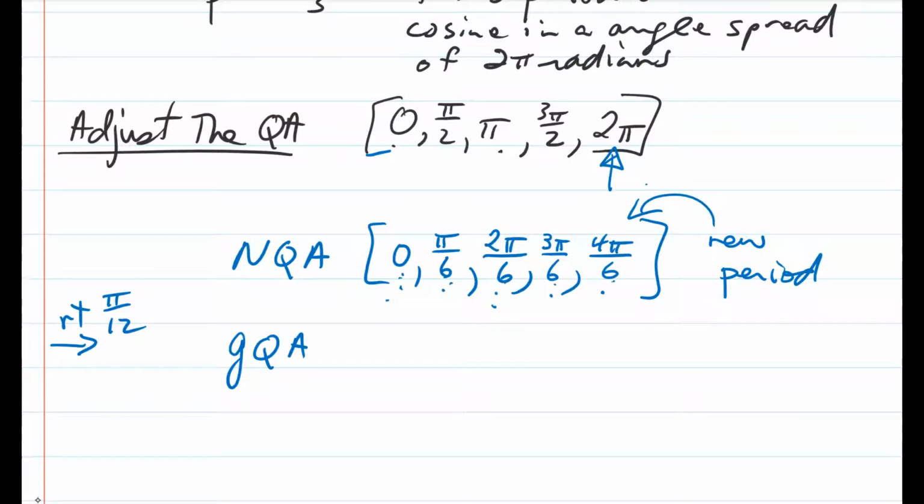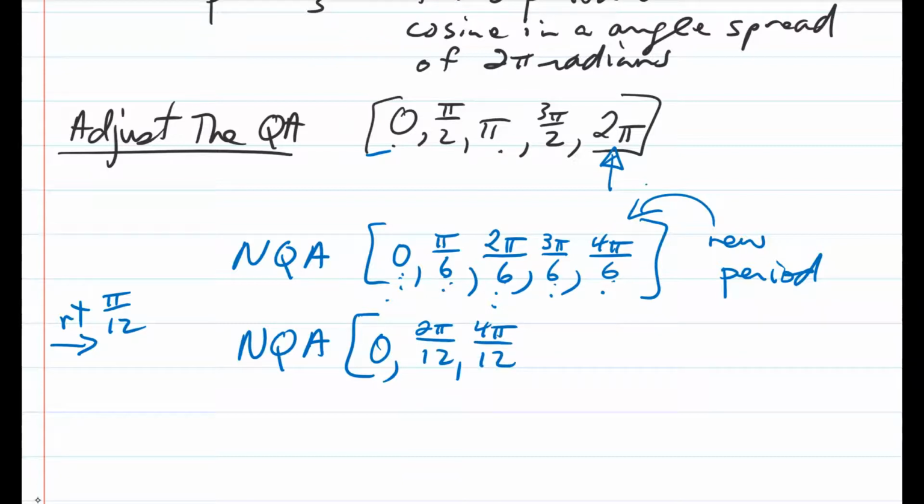So to make this a little easier, let's change the NQA so that these are all fractions of pi over 12. Well, we have to multiply by 2 over 2. So we're going to get 2 pi over 12, 4 pi over 12, 6 pi over 12, and 8 pi over 12. Aren't fractions fun? Okay, now we can do the phase shift.